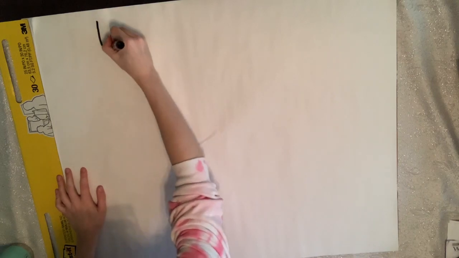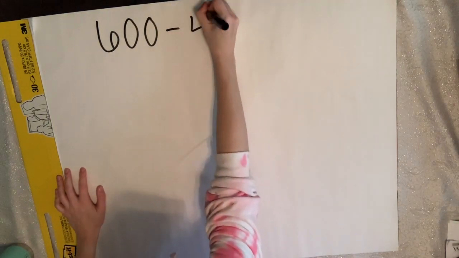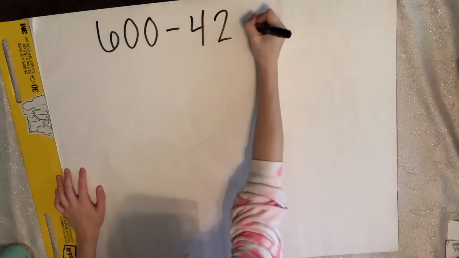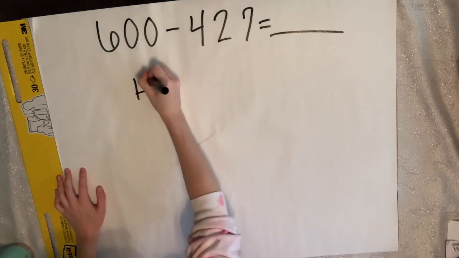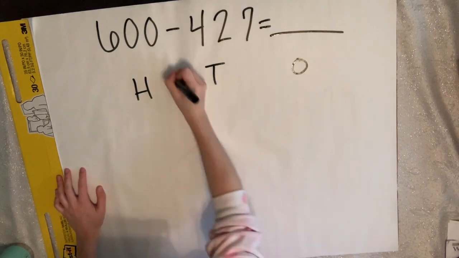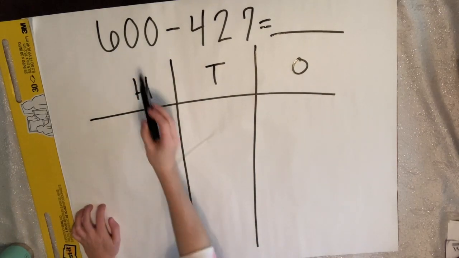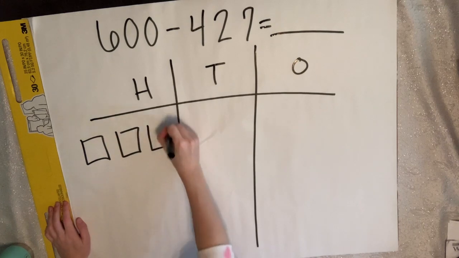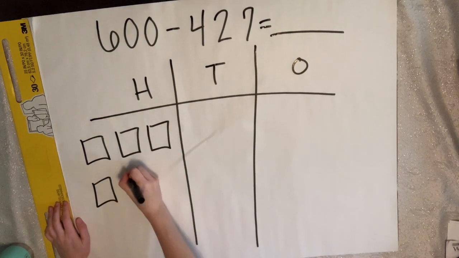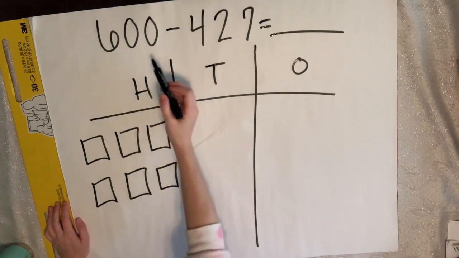So here's another example of a problem you might see. This time there's 2 zeros like in 600, so we're going to do 600 minus 427. After you draw your HTO chart, you're going to look at your bigger number, which is 600. So we're going to draw 600 flats. And then, as you can see, the other 2 numbers are 0, so we're not going to draw anything in the tens or ones place.